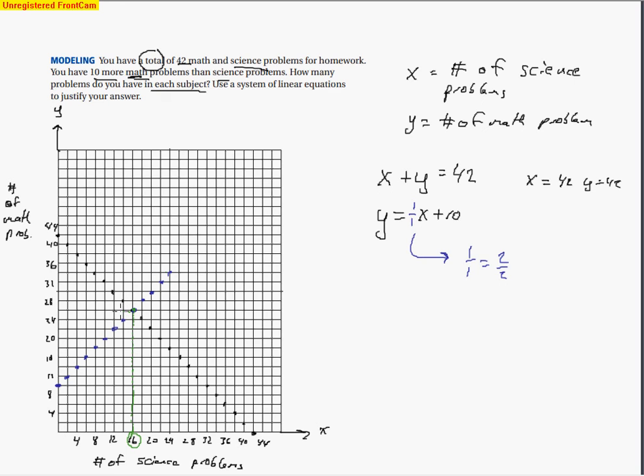And then I go straight across to the left until I hit this line, and it says that I have 20, between 24 and 28 is 26, so 26 math problems. So that's the ordered pair, 16, 26. You see I called x-axis the science questions, so 16 science problems, and I had, let's see, 26 math problems. And so that's what we ended up seeing there.